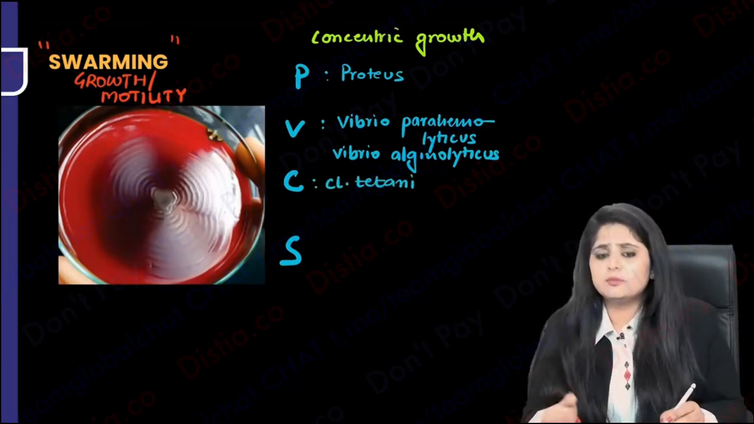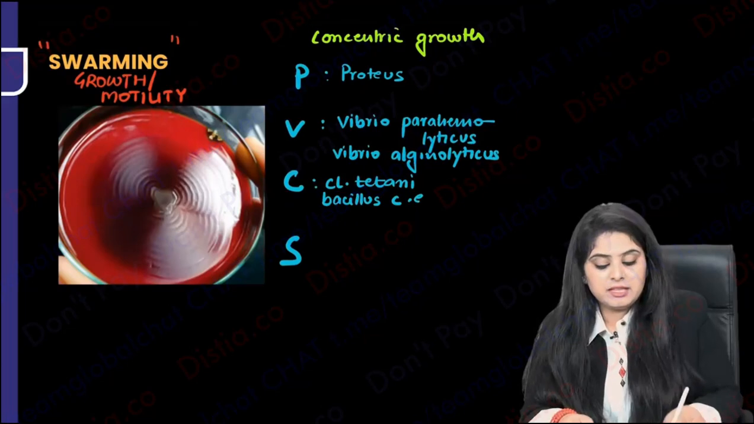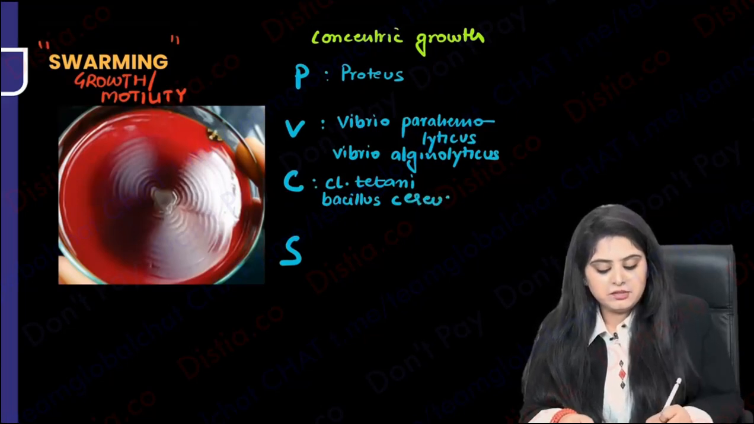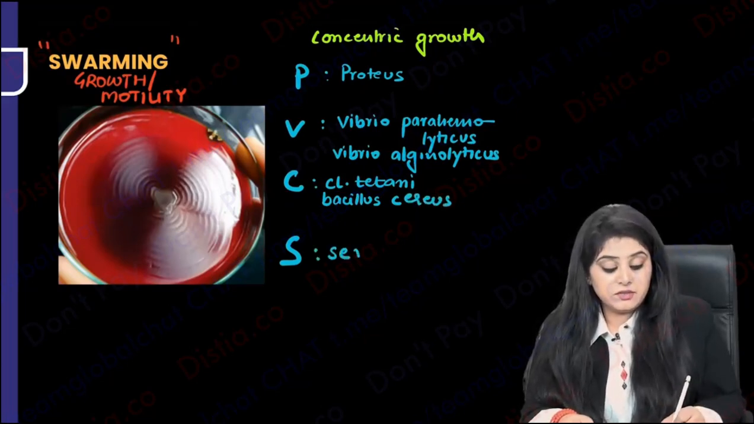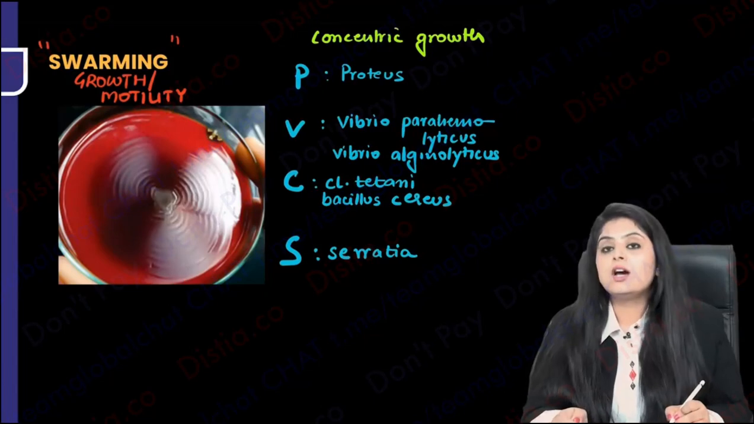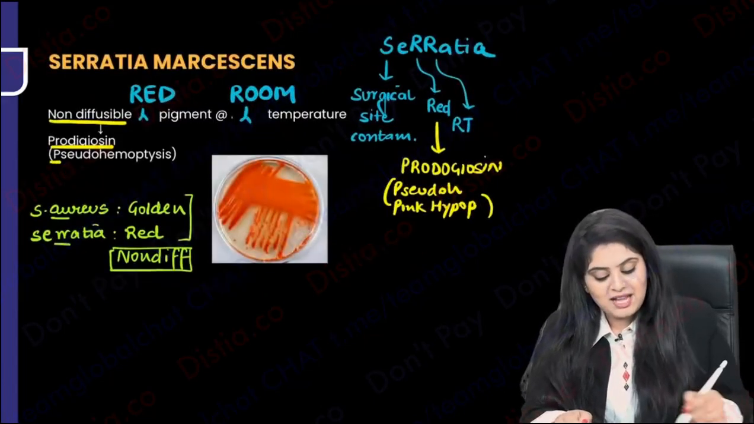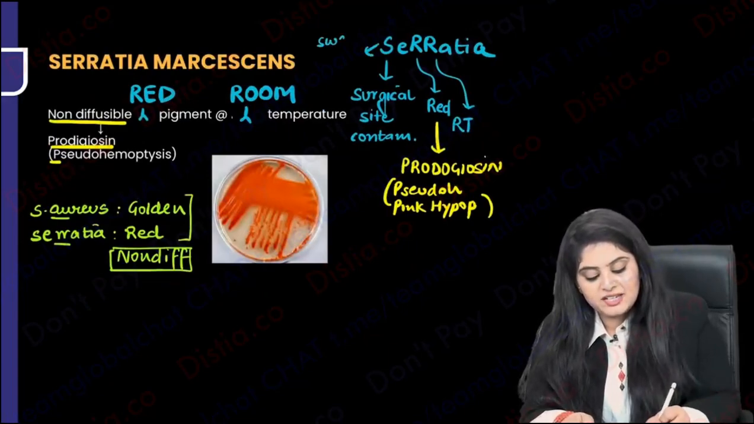And Clostridium, meaning spore forming. Is there any Bacillus? With a C, yes, Bacillus cereus also shows it. And finally, there is one thing that we just now studied, Serratia. So Serratia also shows you swarming, which means I will finally go back and complete my mnemonic.